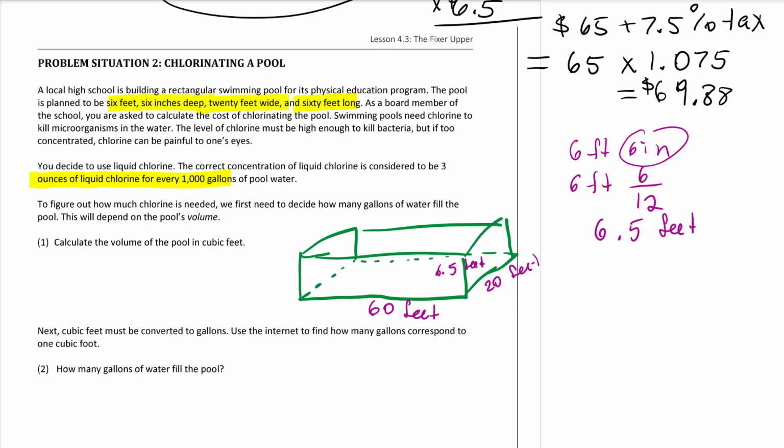All right, so volume, just like before, is length times width times depth, right here instead of height. You're still multiplying these 3 dimensions. So it's 60 times 20 times 6.5. Use your calculator, and then we get 7,800. And what are the units again? Yes, cubic feet.